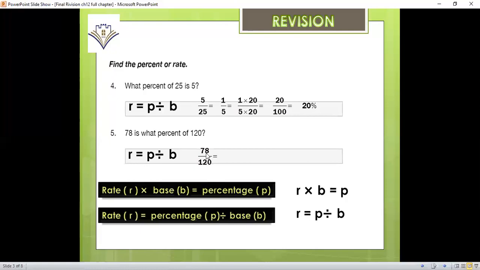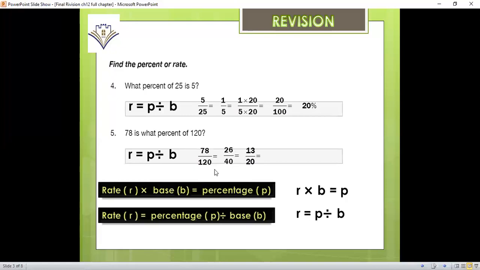Both of them are divisible by 3. Then 120 divided by 3 equals 40, and 78 divided by 3 is equal to 26. But we can simplify it more. Divide by 2 and divide by 2. Then 40 divided by 2 is equal to 20, and 26 divided by 2 equals 13. Then the greatest common factor here is multiplied by 3 and then multiplied by 2.